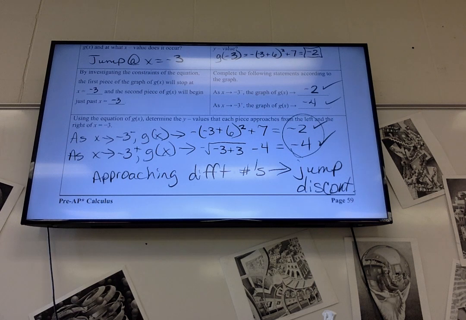So that's how you can tell without ever looking at a picture. If you plug in numbers to the top and the bottom and they're not the same, then you know it's going to be a jump discontinuity because there's a space between those.